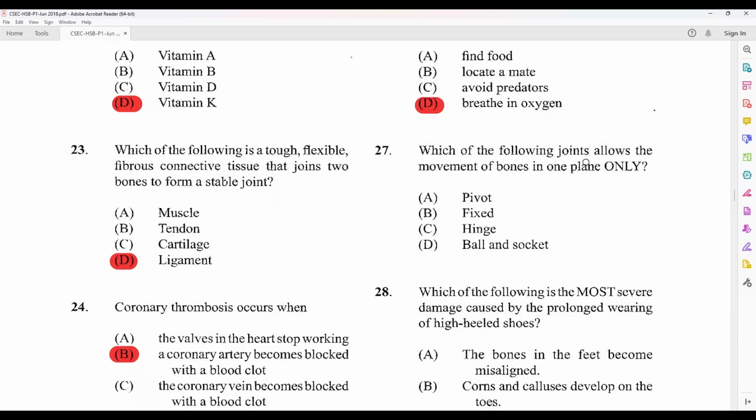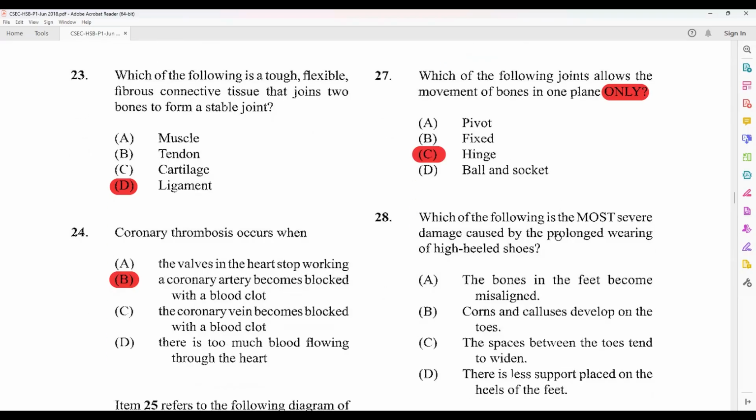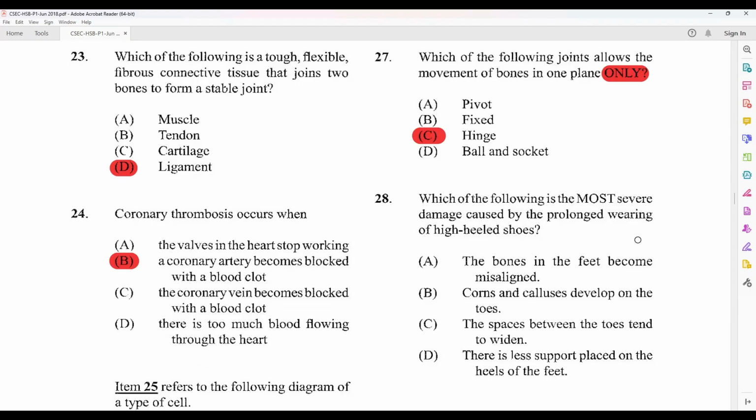Which of the following joints allow the movement of bones in one plane only? Not a capitalized word. In one plane only, so they don't want multiple planes. One plane is a straight line, 180 degrees. So we are looking at a hinge joint, one like your knee or your elbow. All right. Which of the following is the most severe damage caused by the prolonged wearing of high-heeled shoes?